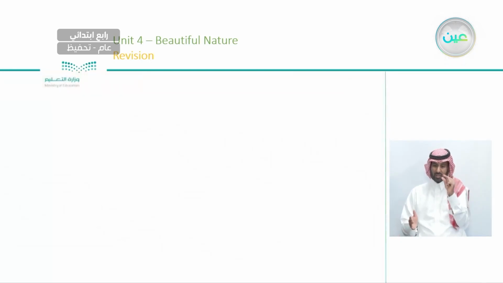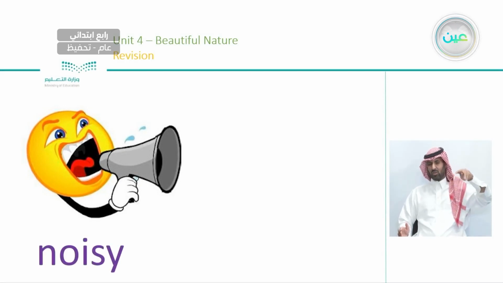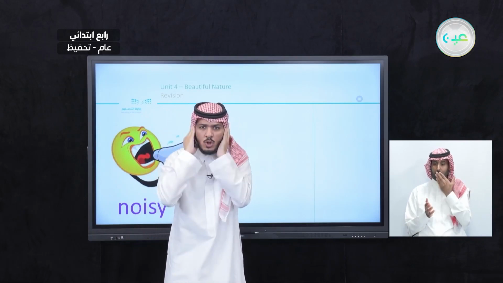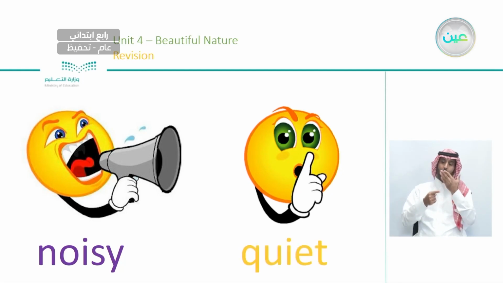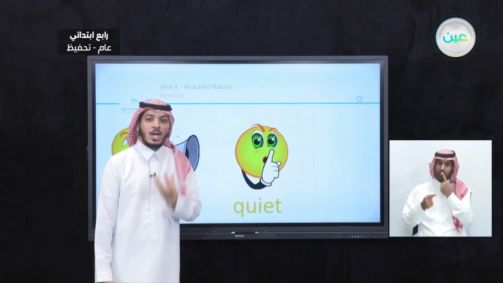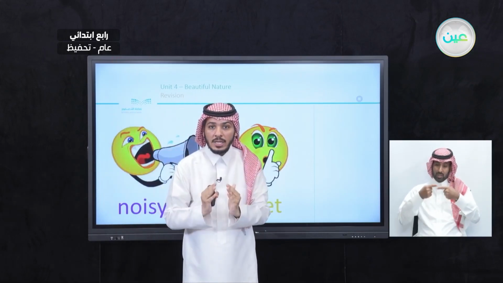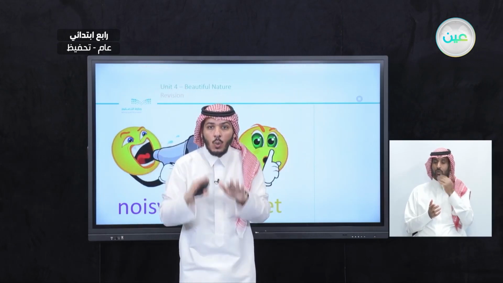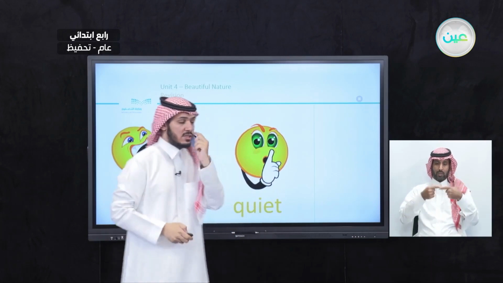Now after that we have this man, and he's what? He's noisy. Noisy. And we have another person. He's what? He's quiet. Quiet. So we have noisy and quiet. Excellent. We have two opposite adjectives here.